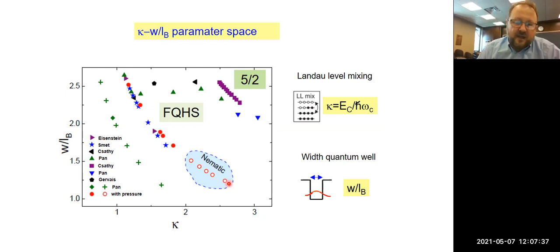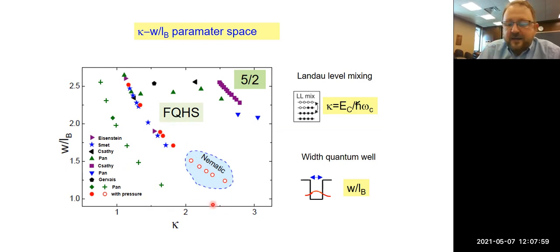But of course, the answer cannot be as simple, because I showed you that samples that had densities close to that of our sample, close to this transition, didn't see the nematic in prior experiments. So somehow these parameters have to play a role.